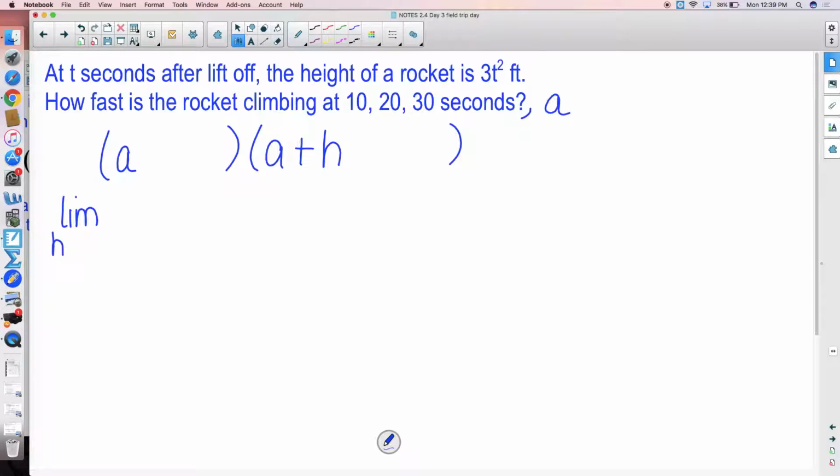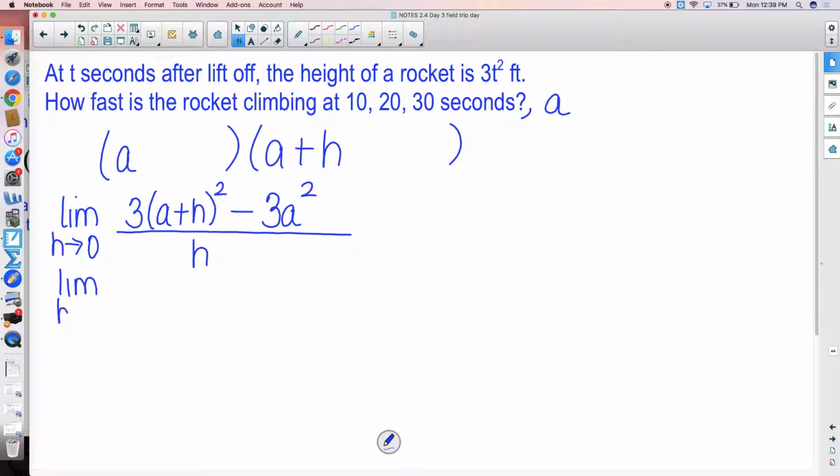So I'm going to be looking at the limit as h approaches 0 of, and I know that when I put a plus h into that formula, it's going to be 3 times quantity a plus h squared minus 3a squared. So there's my difference quotient. Again, showing really good algebra. Since I'm starting with a limit, I need to bring that down. So I know that that's going to be 3a squared plus 6ah.